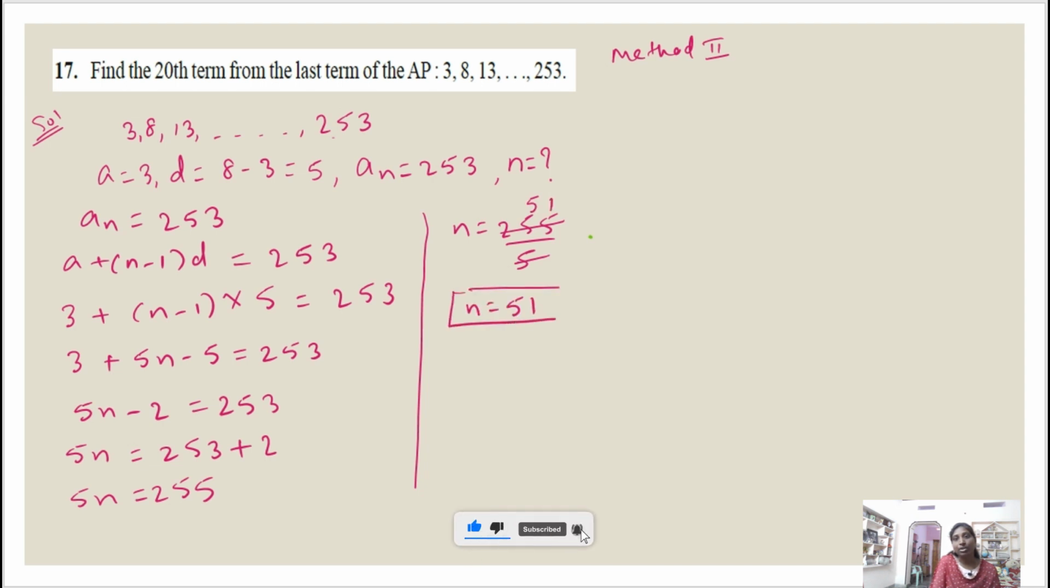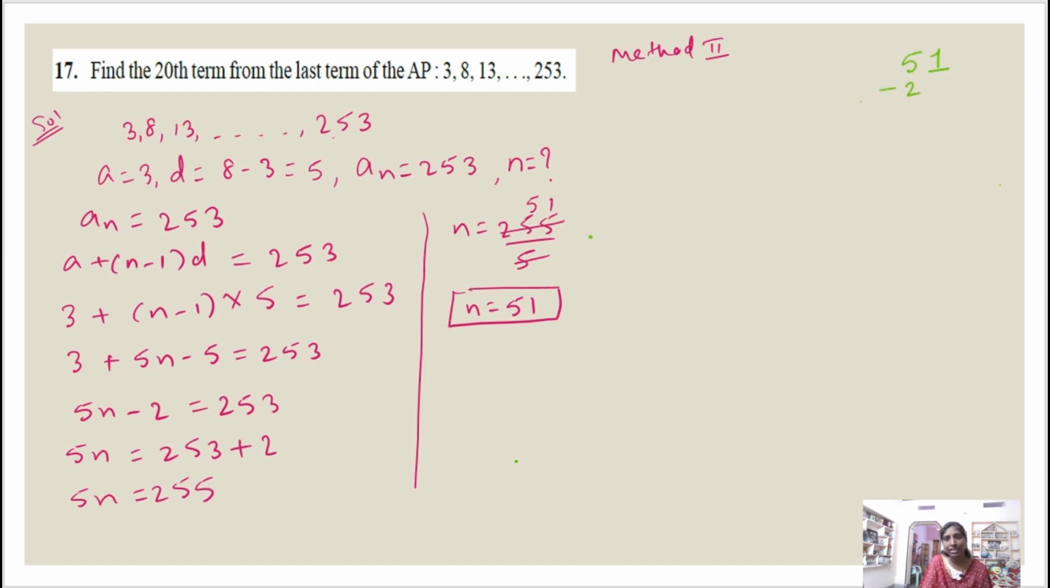It means what? Now we know how many terms are there in this AP. There are 51 terms. Total 51 terms are there. We have to find the 20th term from the last. Okay. Now let us see how many terms are there on the left side. So here what are the remaining terms? Let us subtract.